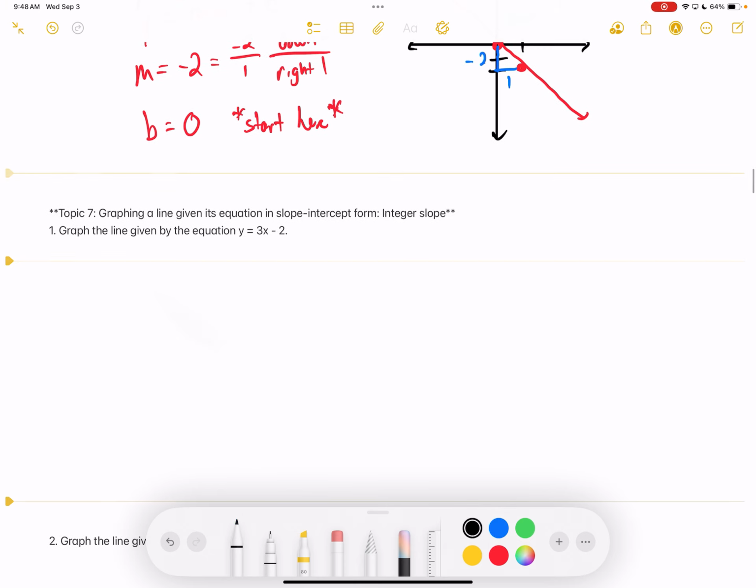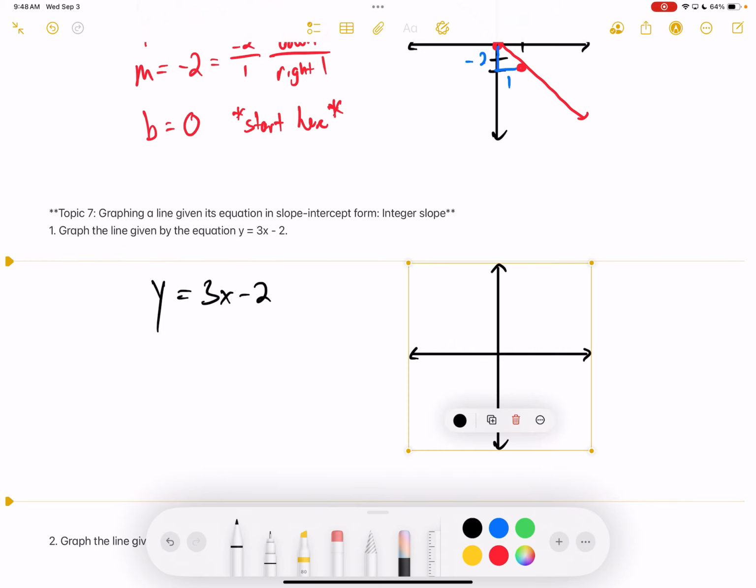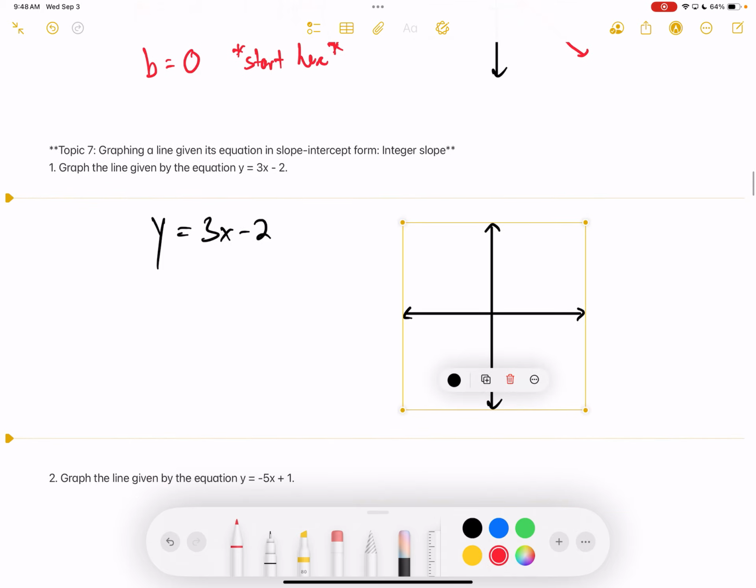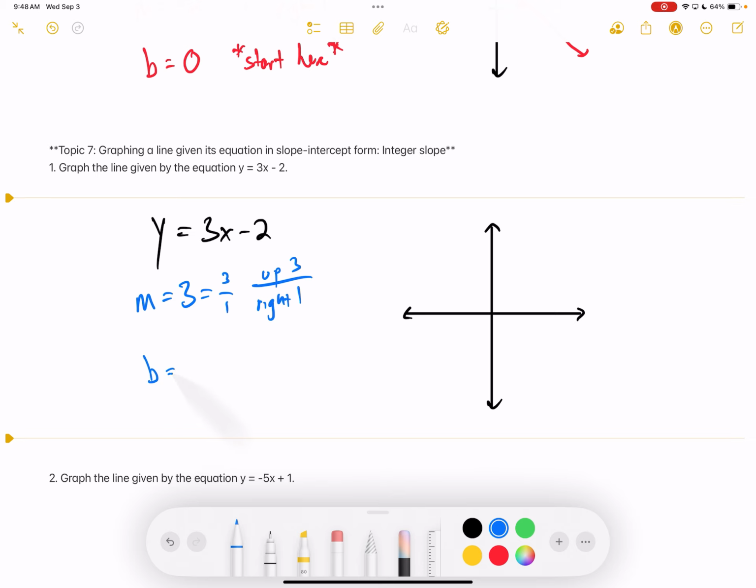All right, next one, y equals 3x minus 2. All right, so now we actually have a y-intercept here. My slope is the number in front of x, which is 3, or 3 over 1. So that would be up 3 because it's positive 3, and to the right 1. Every time you do slope, think about that. If positive, up; negative, down; the bottom number tells me to go to the right. My y-intercept is going to be negative 2. That is my starting location.